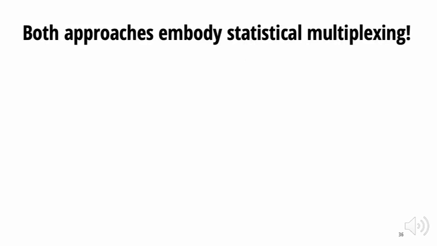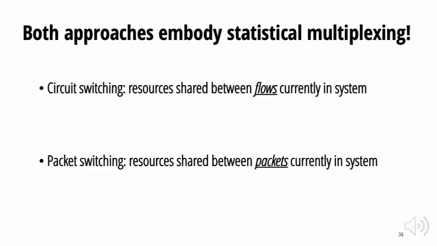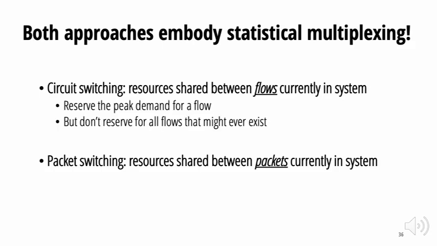So one last point that I want to emphasize here is that both approaches actually embody statistical multiplexing. They're just different ways of supporting or implementing statistical multiplexing that have very different trade-offs. So in circuit switching, we're statistically multiplexing across the flows currently in the system. Every flow has a demand. It says this is how much this flow needs. And then it books those resources for the duration of that flow. Okay? So I'm taking the peak.